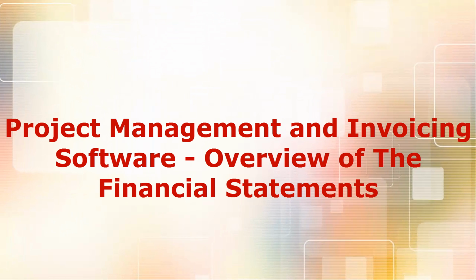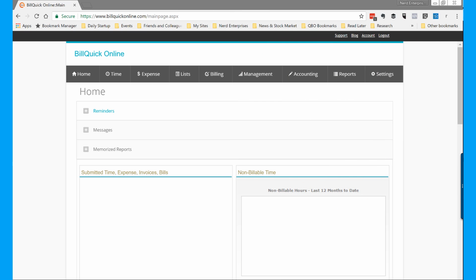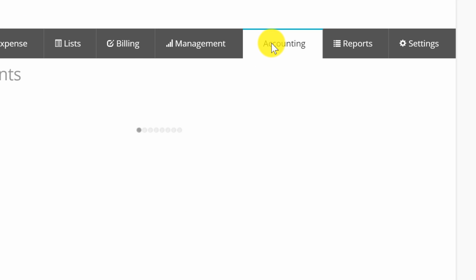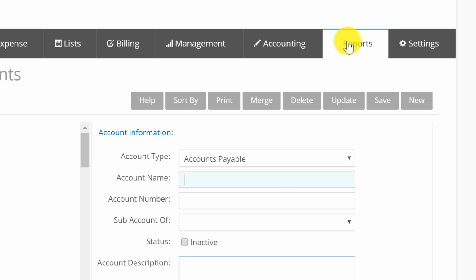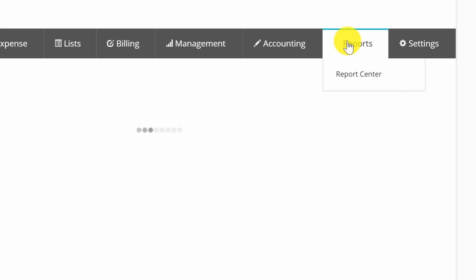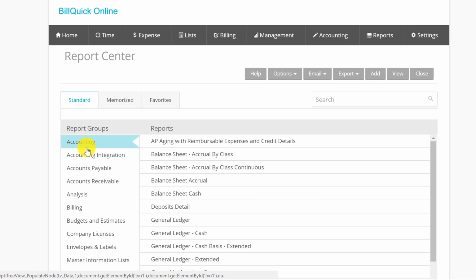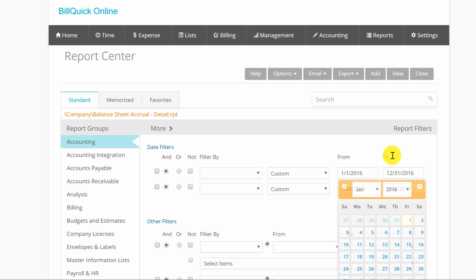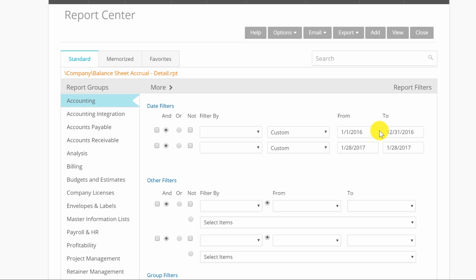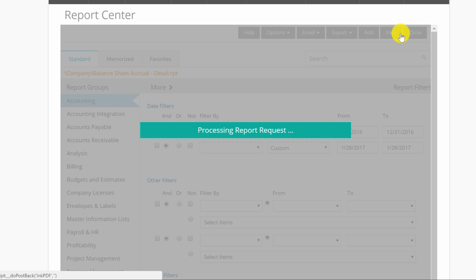So let's take a look at BillQuick Online and the accounting reports that are offered here. If I go into my accounting center, or rather if I go into the report center, then you'll see the accounting reports. And we're going to run an accrual basis balance sheet. And we'll run it for last year. The date is already set because I set it that way on a trial, just making sure that things were working the way I had expected. So I'm going to view that one.